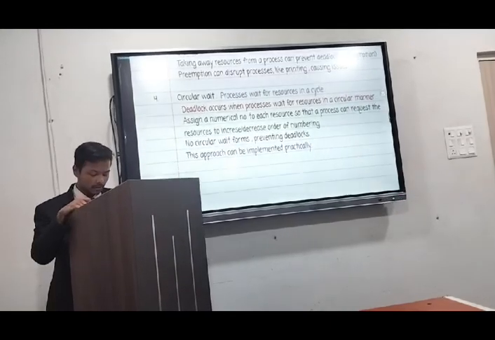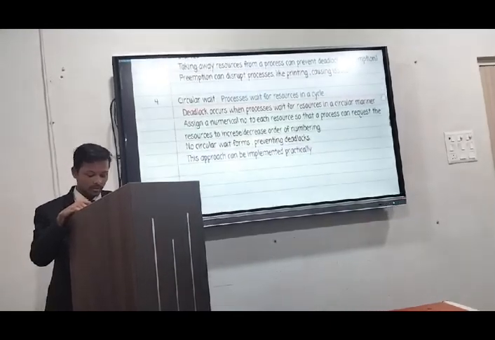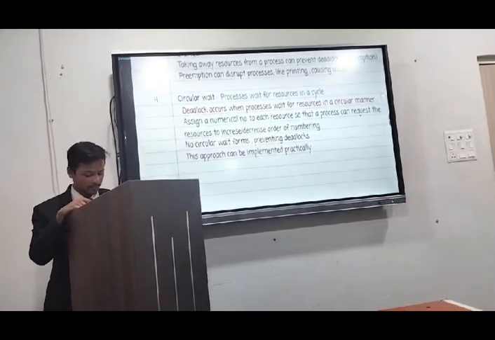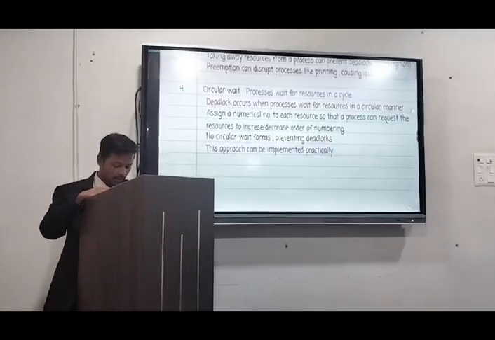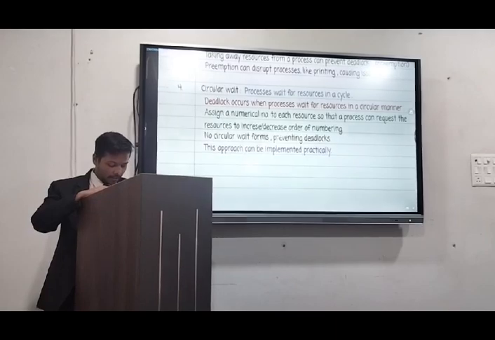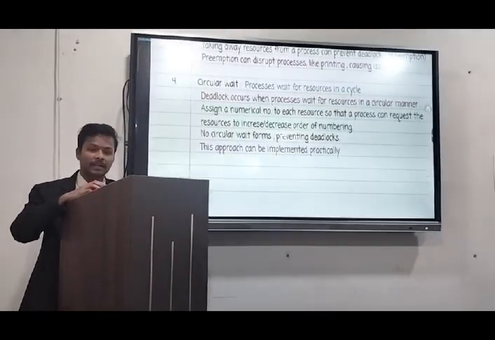Assign a numerical number to each resource so that a process can request the resources in increasing order of numbering, and it prevents deadlock by making sure no circular wait forms. And for circular wait, this approach can be implemented practically.